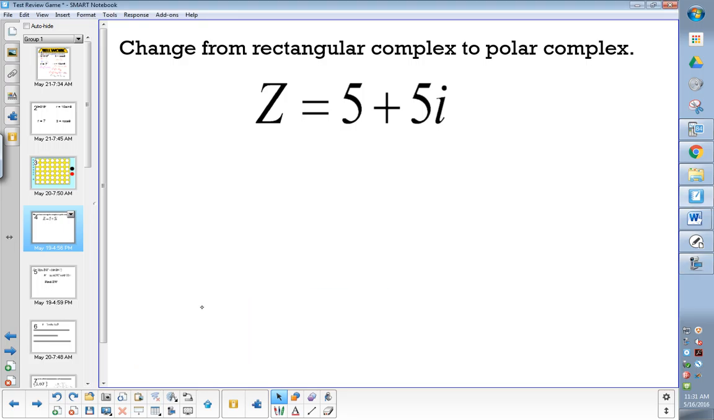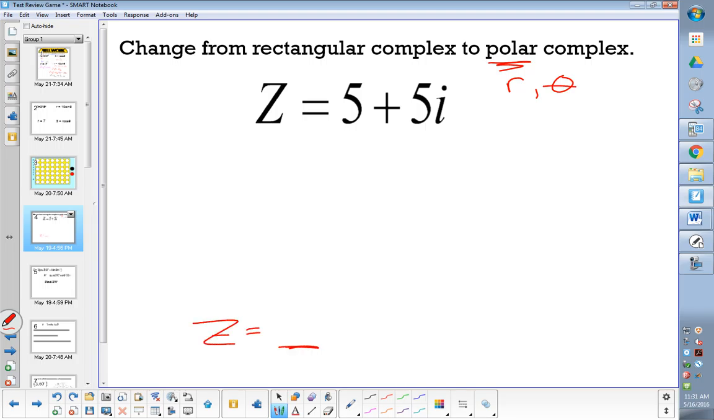So if we're converting from rectangular complex to polar complex, what do we think about when we're thinking polar? What two things do we need? R and theta. All right, so in the end, it's a polar complex number. So if you look at your unit circle, it looks like this. There's our formula. Right here is where we're going to plug in R. Right here, we're going to plug in theta.